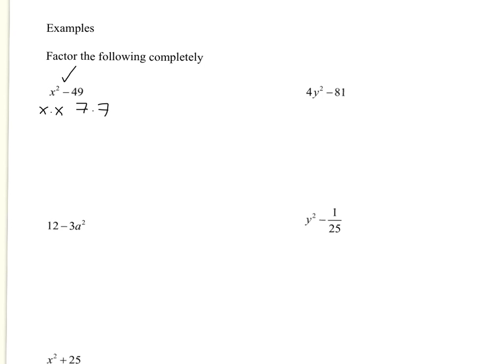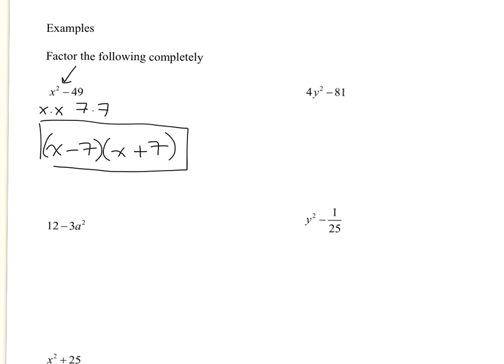It's very important that it only works when there is subtraction. If there's addition, this does not work. So because these are perfect squares, and there's a difference, this factors as x minus 7, x plus 7. And it doesn't matter the order of the negative 7 and the positive 7. You could just as easily put x plus 7, x minus 7. That would have worked just as well. So that is our factorization.